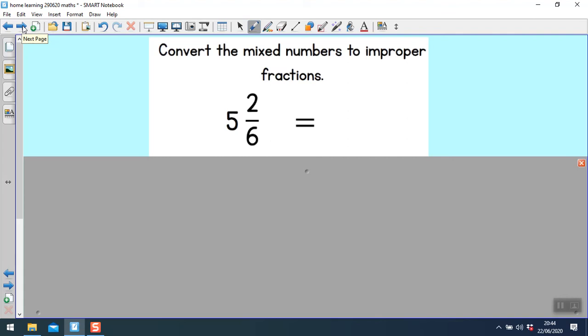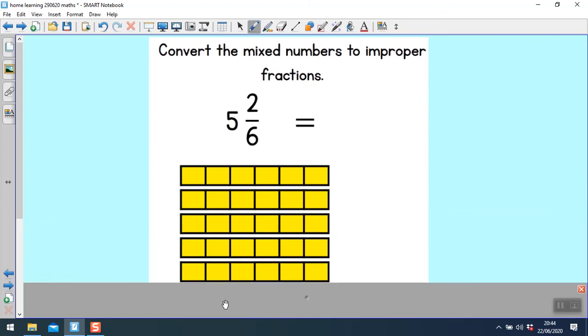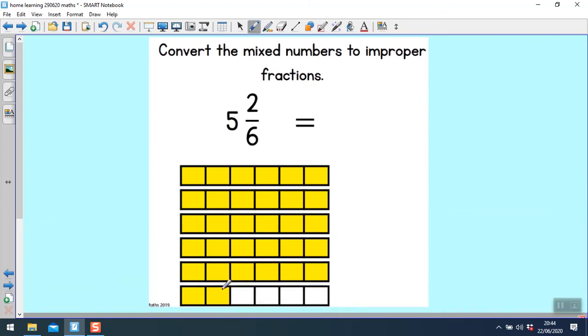Now we're going to convert the mixed numbers to improper fractions. 5 whole ones, and each whole one is split into sixths because you're working in sixths. So 5 whole bars, each split into 6 pieces, plus 2 more pieces. How many sixths are there altogether? Pause the video while you write the fraction as an improper fraction.